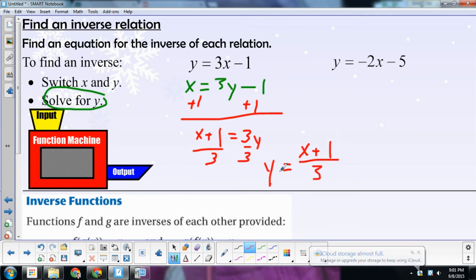I like to leave them often as a bigger fraction like this, because then as I think about what happened to x in the original relation, plug in a value for x, you multiply by 3 and then subtract 1. In the inverse, we do the opposite or inverse operations in reverse order. If subtracting 1 is the last thing to happen, then adding 1 is the first thing. Multiplying by 3 is the first thing, then dividing by 3 is going to be the last thing. So here would be an inverse relation.